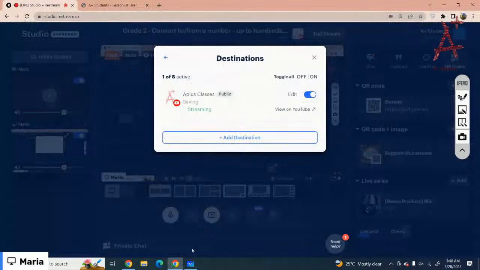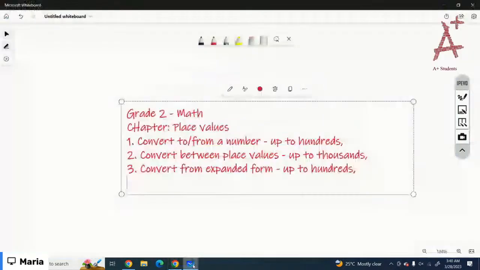Please make sure before the next session you complete all the test questions. Got it? If you need more help with any of the lessons, you can contact any tutor on Skype. They are available from Monday to Friday, 5 to 9. The lesson I'm working on is convert from expanded form up to hundreds. Got it? So that's all for today. If you have any question, go to Skype and contact any tutor. They are available from Monday to Friday, 5 to 9. Got it?